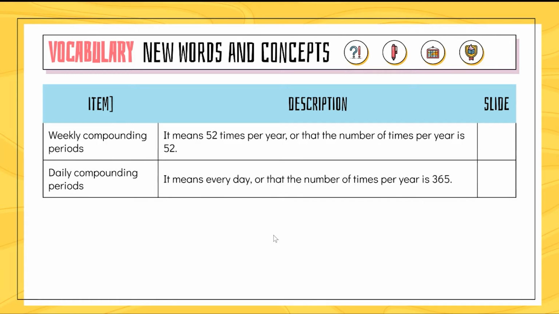And next, weekly compounding period or daily compounding period. For example, weekly is 52, and daily is 365.